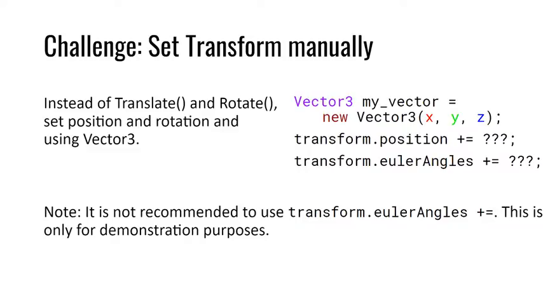But you probably shouldn't use transform.eulerAngles with plus equals because it might cause gimbal lock, or the Unity documentation says that it might not work when the angle exceeds 360. You probably wouldn't even need to use transform.eulerAngles plus equals simply because transform.rotate exists.